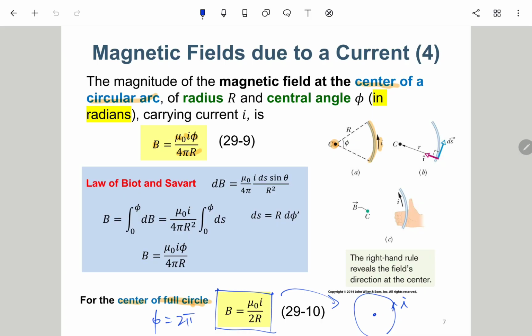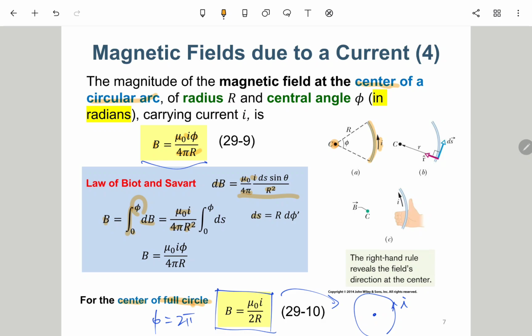So why is it like that? Still using the Biot-Savart law, dB equals this expression, and then B equals the integration of dB from 0 to phi. So mu 0 I over 4 pi, and also R squared, are all constant, because we are integrating over phi.